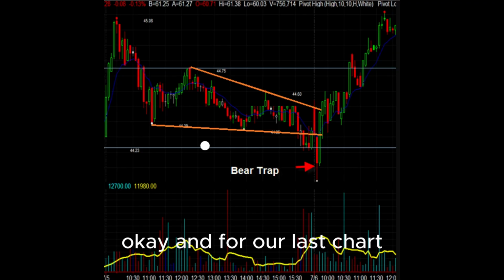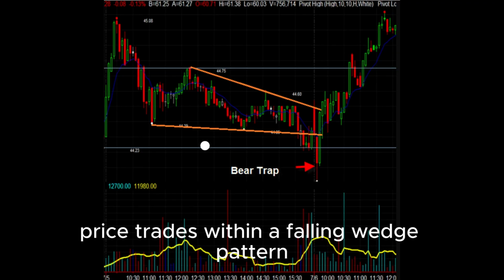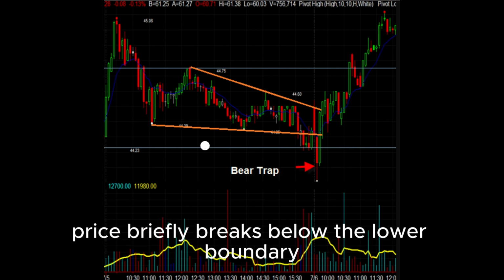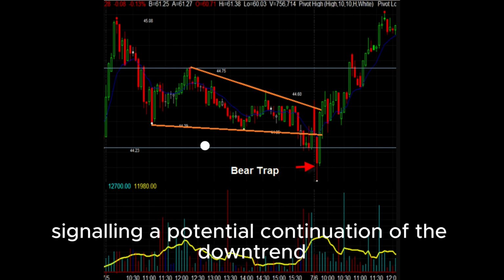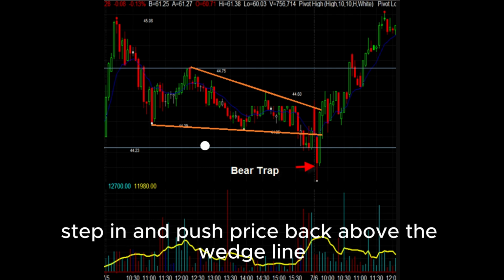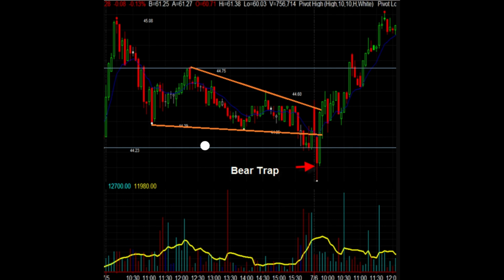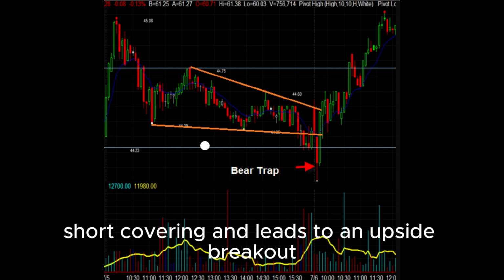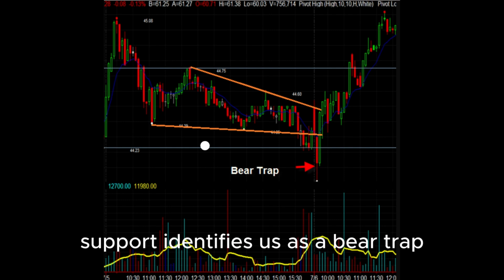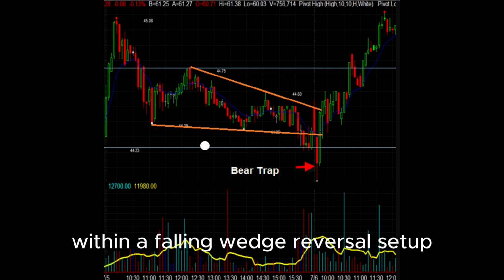Okay, and for our last chart, price trades within a falling wedge pattern, making lower highs and lower lows inside the formation. Near the end of the wedge, price briefly breaks below the lower boundary, signaling a potential continuation of the downtrend. The breakdown fails quickly as buyers step in and push price back above the wedge line. The recovery triggers short covering and leads to an upside breakout. The false move below support identifies this as a bear trap within a falling wedge reversal setup.